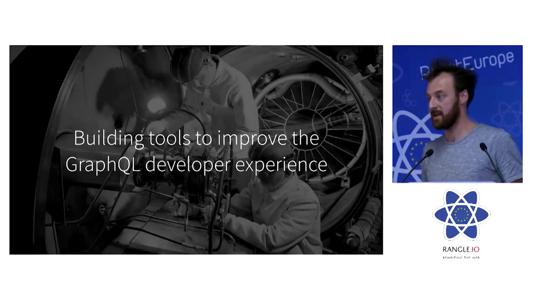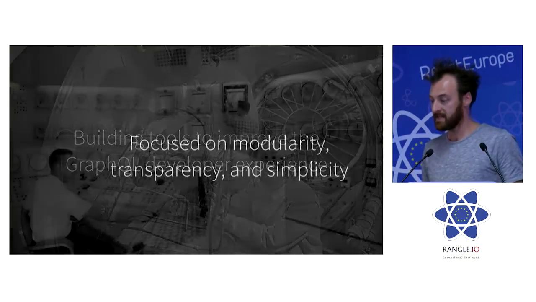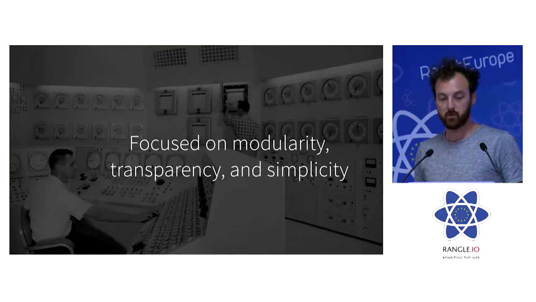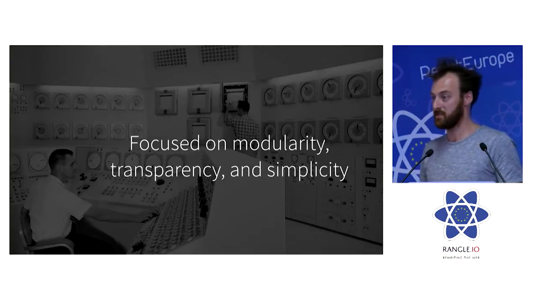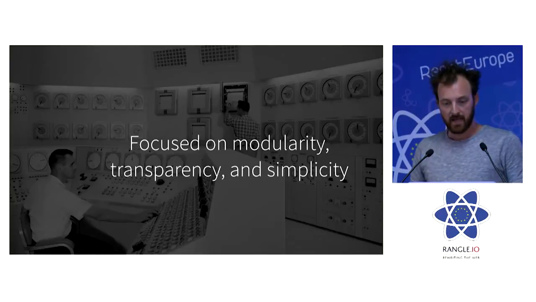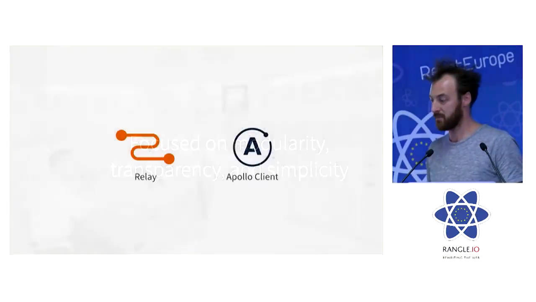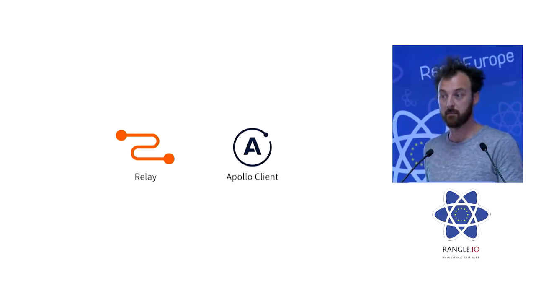There's one underlying philosophy for those tools, and that's that we're really trying hard to focus on modularity, transparency, and simplicity. We really want to build tools that do one thing well, that are easy to understand, easy to debug, that offer an API surface that helps us compose these tools into new environments. And one of these tools, something you may have heard of, is Apollo Client. Apollo Client is an alternative to Relay, you might say. It's a GraphQL client that builds on Redux.